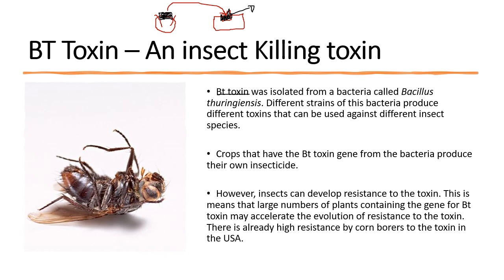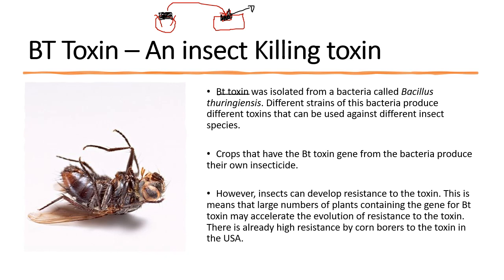So crops that have the Bt toxin, for example, are able to produce the toxin themselves. They have the gene rather. They're able to produce their own insecticide, and as a result, they can kill insects. The problem, however, is that some insects can develop resistance to this toxin, which means that the insects have sort of figured out how the toxin works, and so they're still able to affect the plant anyway.